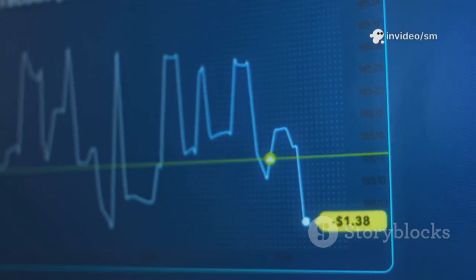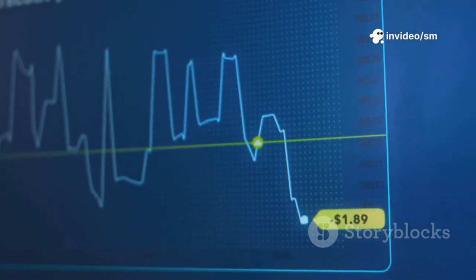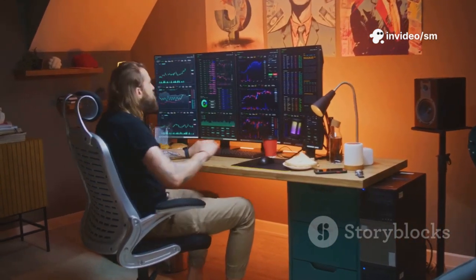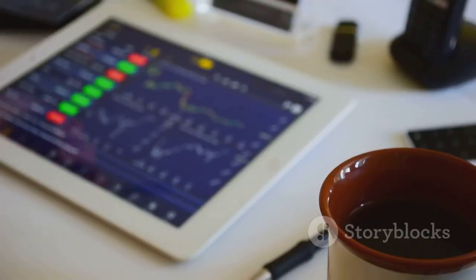Always set a stop loss just beyond the recent high or low to limit risk. Reversal trading is risky and requires patience. Don't jump in without clear signals. Practice spotting reversals on a demo account before risking real money.